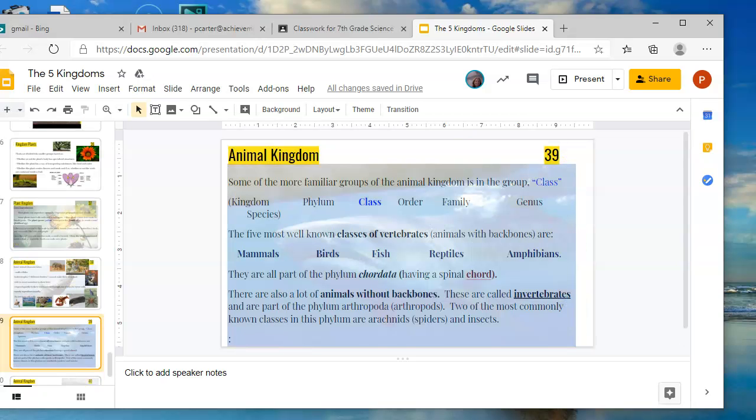Some of the more familiar groups of the animal kingdom are in the group class. Kingdom, phylum, class, order, family, genus. The 5 most well-known classes of vertebrates, animals with backbones, are mammals, birds, fish, reptiles, amphibians. They are all part of the phylum Chordata, having a spinal cord. There are also a lot of animals without backbones. These are called invertebrates and are part of the phylum Arthropoda. 2 of the most commonly known classes in this phylum are arachnids and insects.